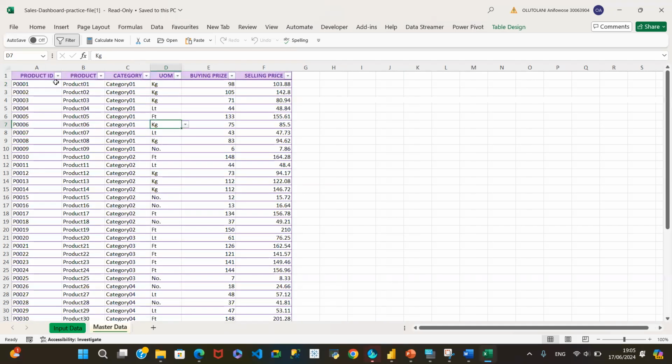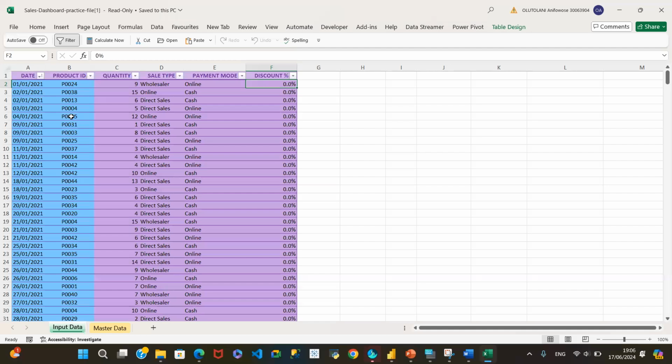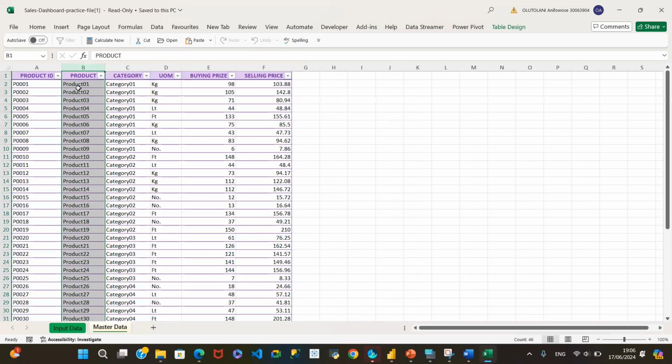Then I go into the master data table. Now I see product ID again. Okay, I see products. Before, we had just the ID for the product, but now I can see there's a name to it. There's a category to it. The unit of measurement is there. Buying price, which symbolizes unit price, and I can see selling price. And that's all I've got on this table.